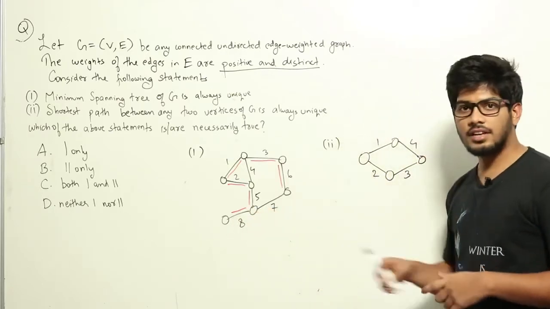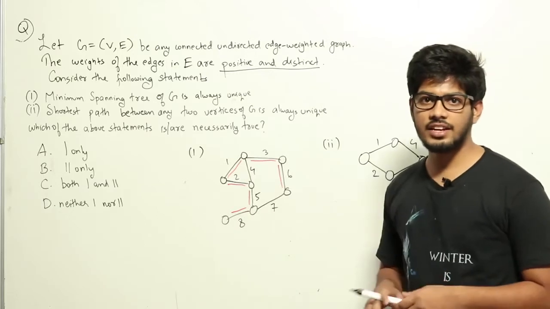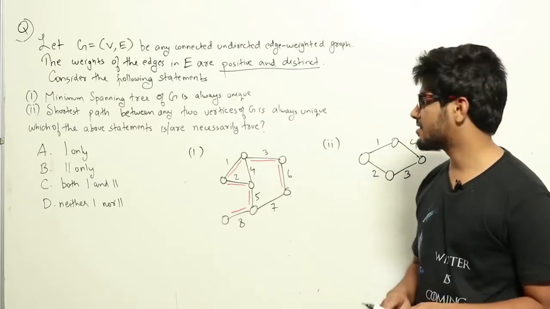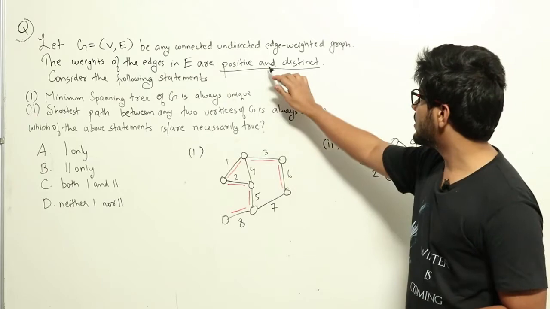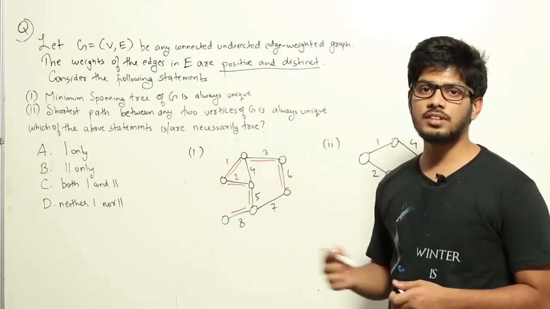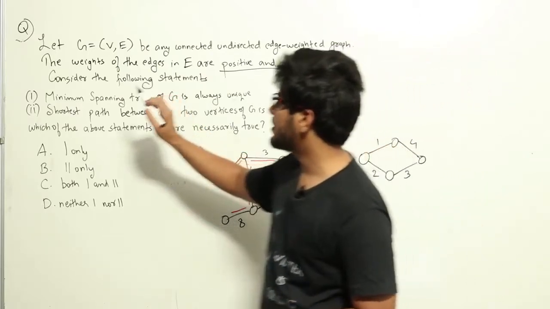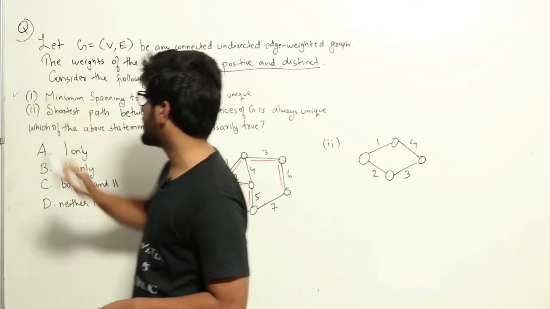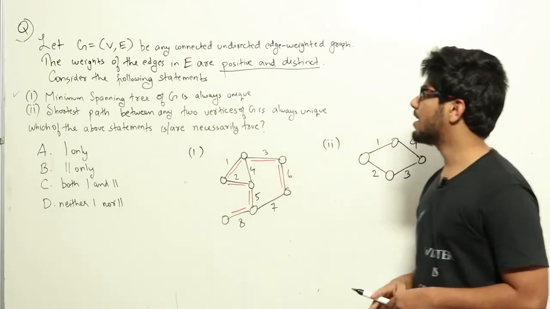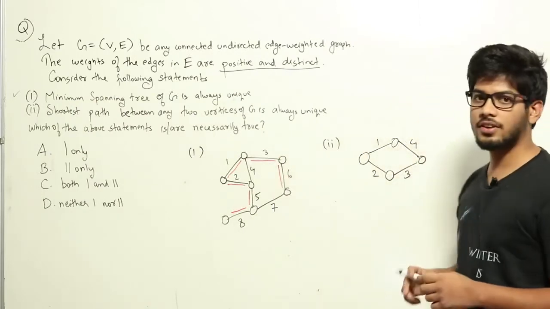So the algorithm sorts the edges based on their weights and then picks up one by one from the start. So if the edge weights are distinct, this process will always give us a unique minimum spanning tree. So you can say that the first statement is always true. So this is correct. Second, the shortest path between any two vertices of G is always unique.